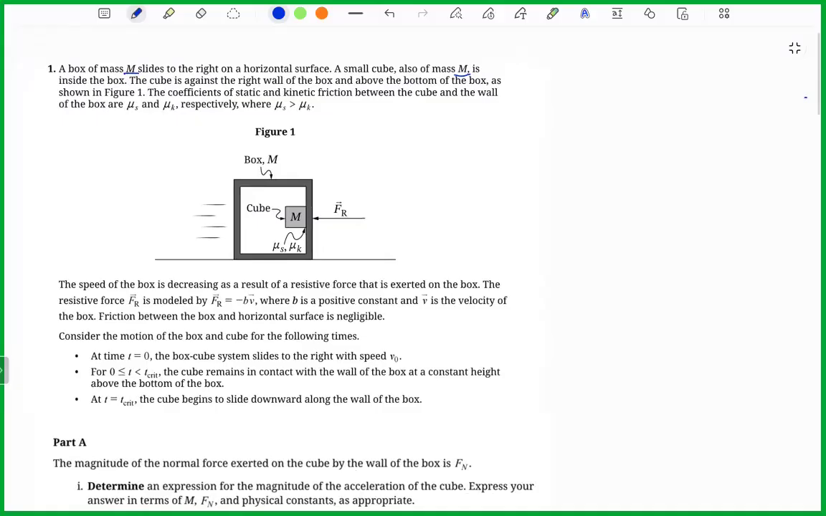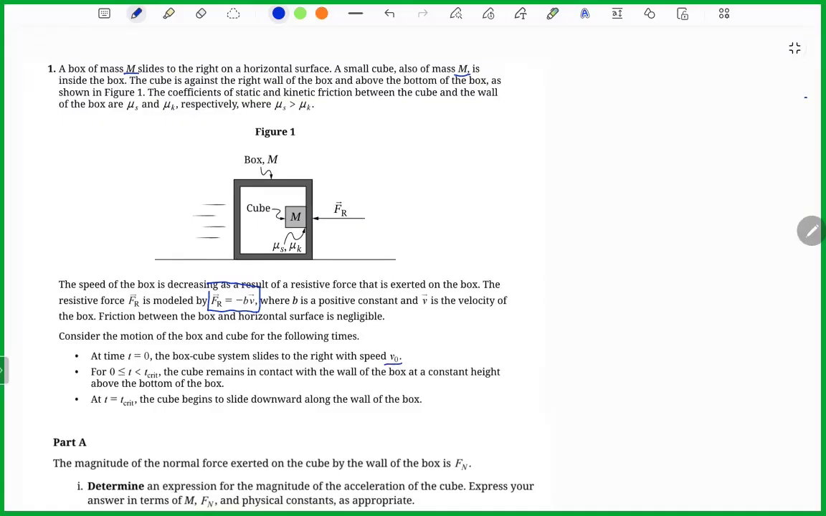is exerted on the box, which we can model as Fr equals negative bv, where b is a positive constant and v is the velocity of the box. But other than this resistive force, which we can assume is sort of air resistance, friction between the box and the horizontal surface is negligible. Then at time t equals 0, we're given our initial velocity.